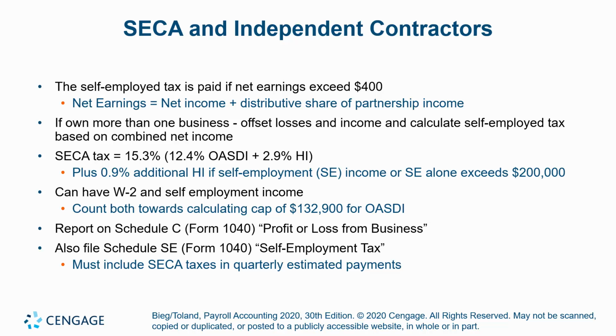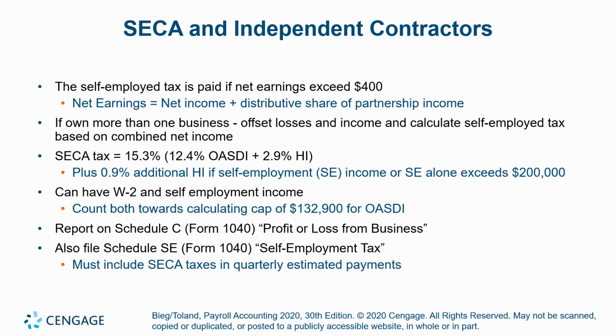SECA, we know what that is, Self-Employed Contribution Act, 15.3, plus the additional 0.9, we know that, and we only pay one share of that. You should be able to say this in your sleep. Can you have a W-2 and SE income? Sure. That describes a hell of a lot of people in this valley. Like, I've got a job, but that's not really enough money to live here. So I do something on the side. So does my job and my SE income go together towards that 132.9 and that 200,000? They do. And that's where it gets a little tricky.